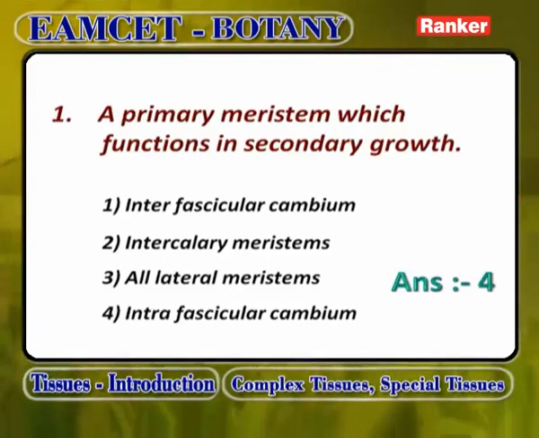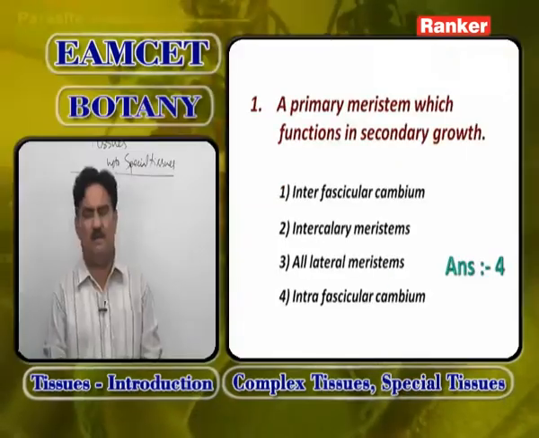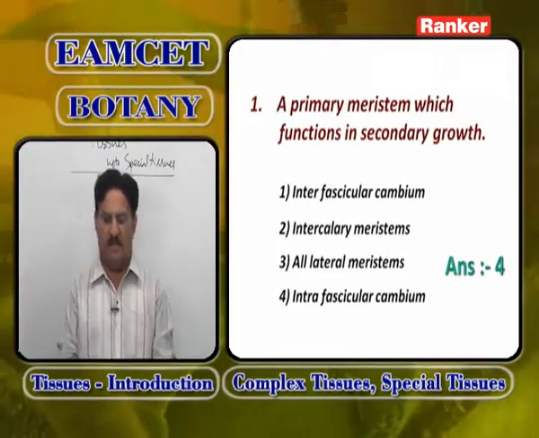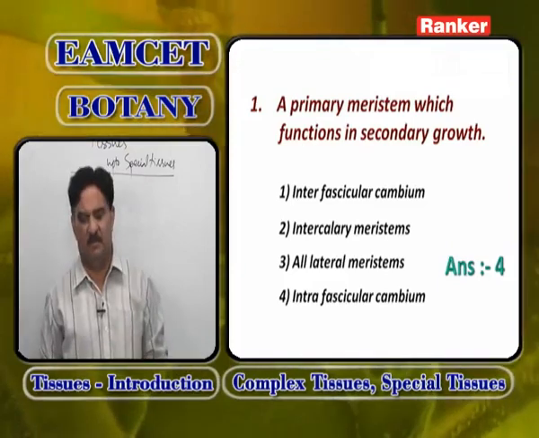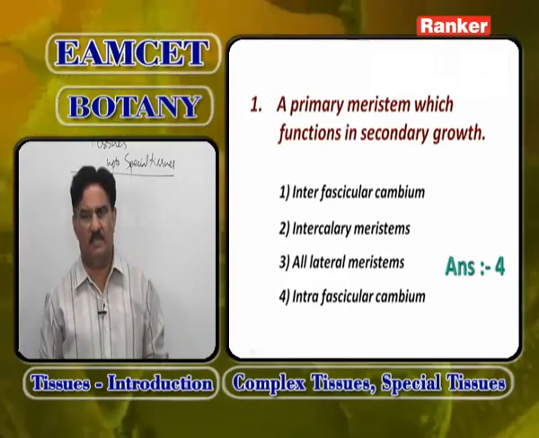Now coming to intrafascicular cambium. Every dicot stem shows open vascular bundle. Open means cambium is present in between xylem and phloem. That cambium is a primary meristem which is popularly called intrafascicular cambium or fascicular cambium. And this intrafascicular cambium is a primary meristem which helps in secondary growth. So answer is 4.